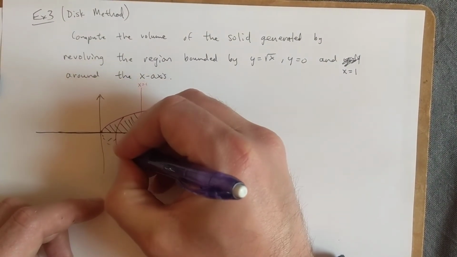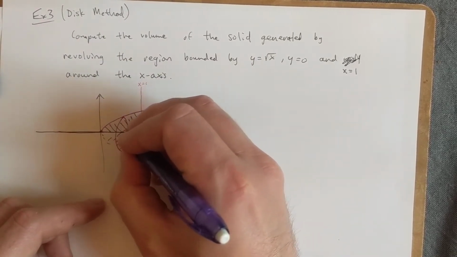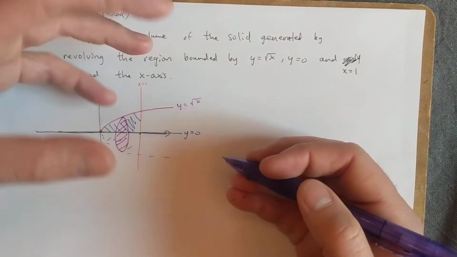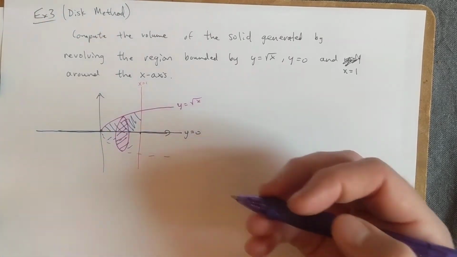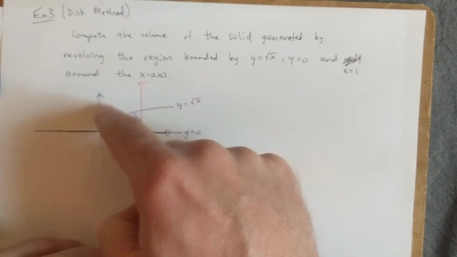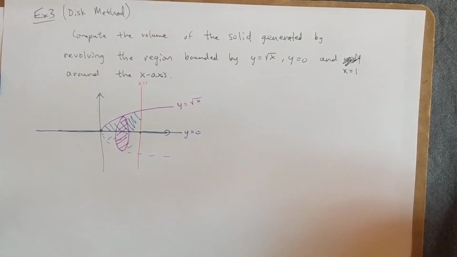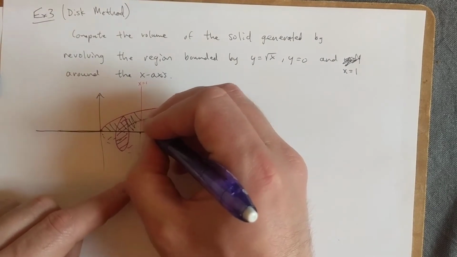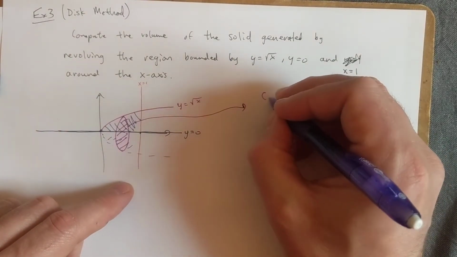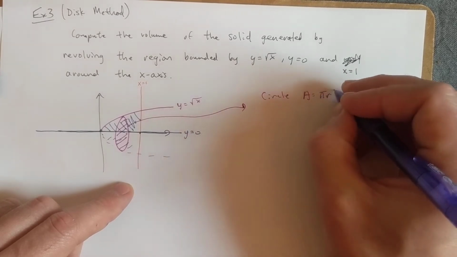So this cross-section, right? This is sort of like the nose cone of an airplane or something like that shape, right? So we're spinning this shape around and filling in all the space. And so the shape we get as our cross-section is a circle. And then remember, the area of a circle is pi r squared.